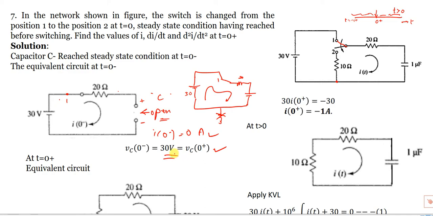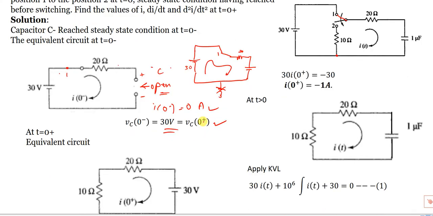If the capacitor, which is nothing but your battery, is fully charged and I change the switch position, that capacitor will still have that voltage value. Just after switching, its voltage will not become immediately 0. It will take some time to discharge. So VC of 0 minus is the same as VC of 0 plus. So we calculated i of 0 minus is 0, and VC of 0 minus is 30 volts. Now let us go to the second point: the switch is closed at t equals 0.